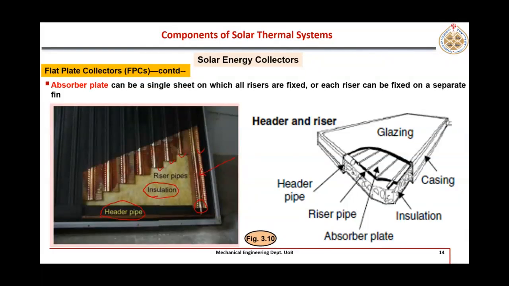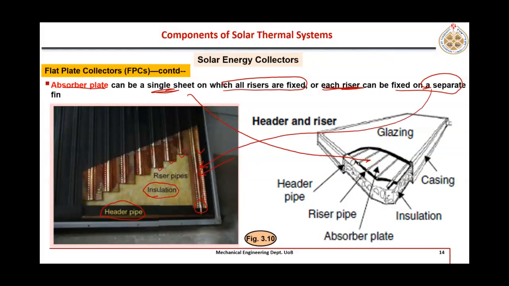Here is the header pipe. All right, so this absorber plate can be a single sheet like here you see, on which all the risers are fixed, or each riser can be fixed on a separate small absorber sheet, which is also called fin.